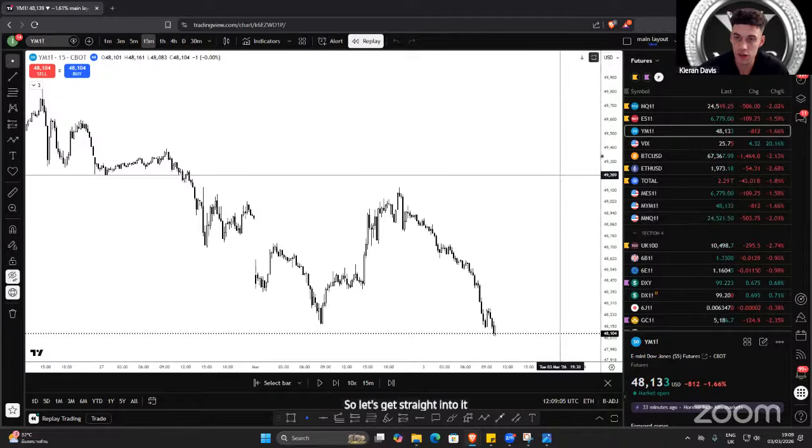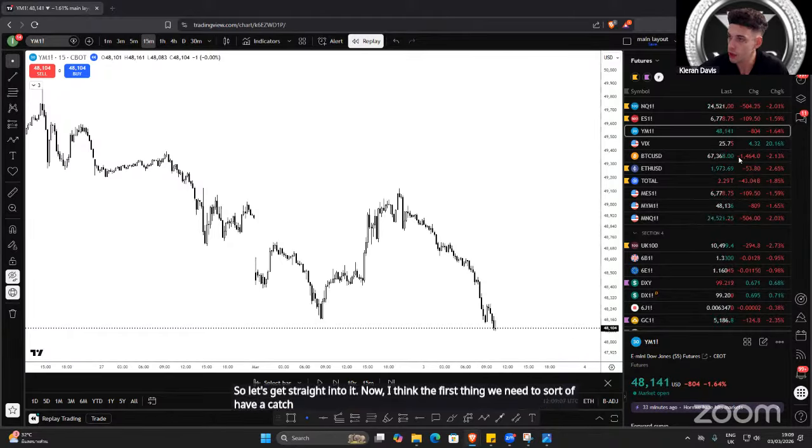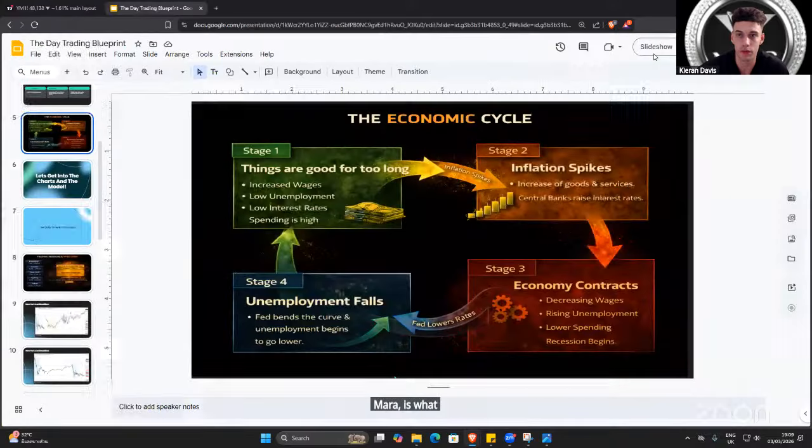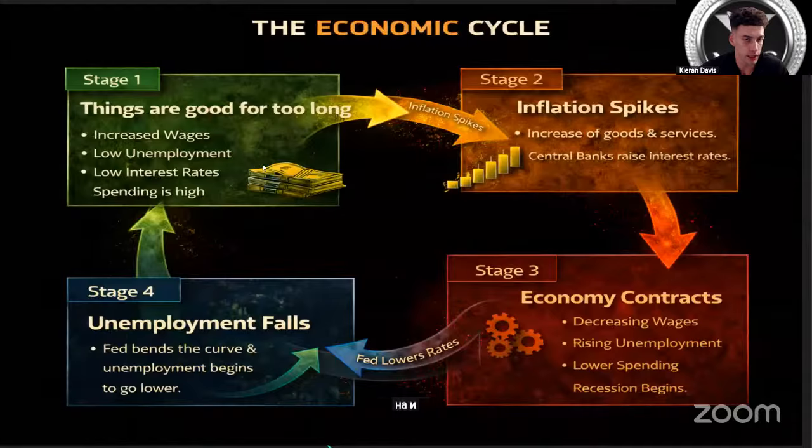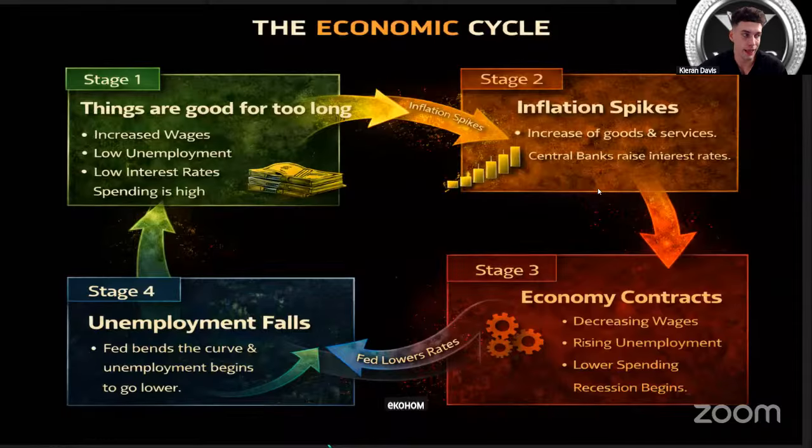Now, I think the first thing we need to catch up on is what is actually going on with the whole economic cycle. You guys can see this graph, right? Little 111 if you can see it. The four stages. Okay, perfect. So what we have to firstly understand is the economic cycle as a whole, and then understand where we actually are inside of it.